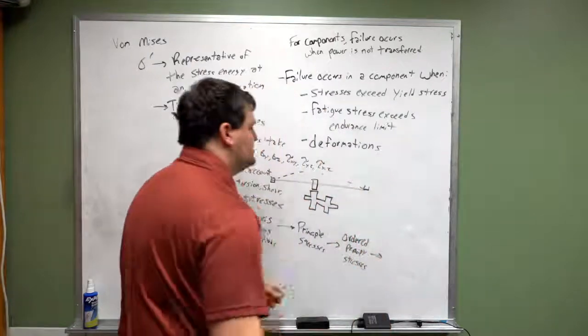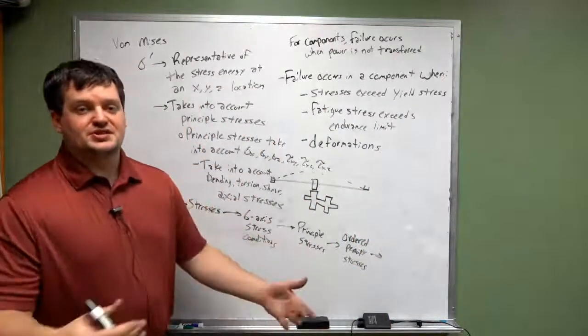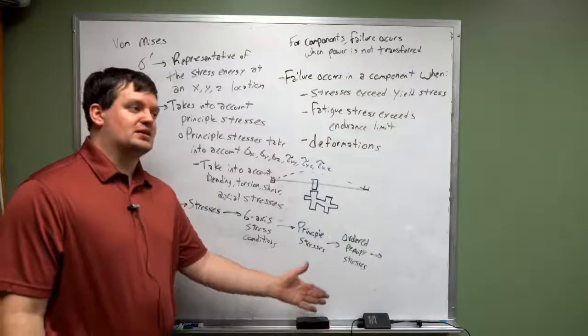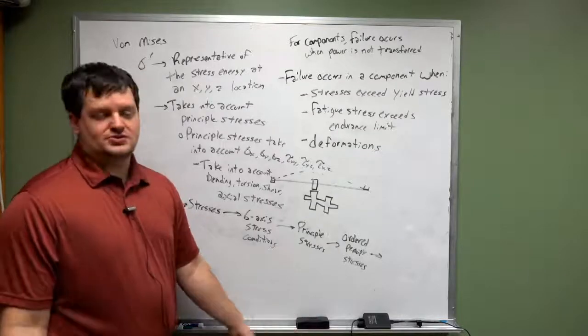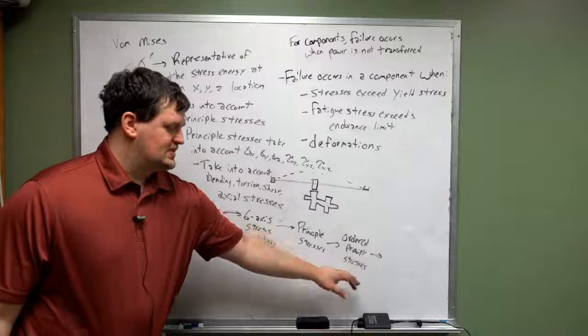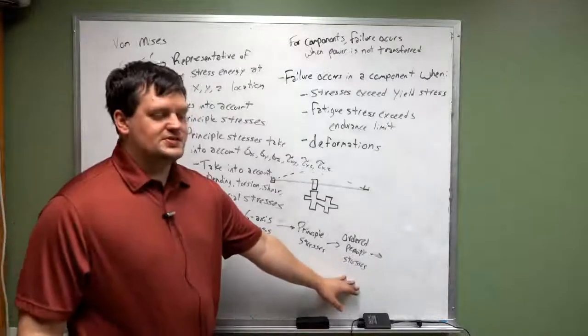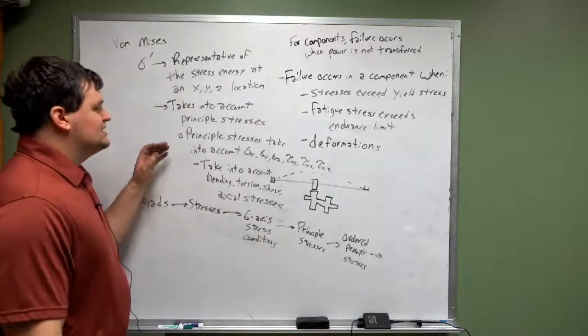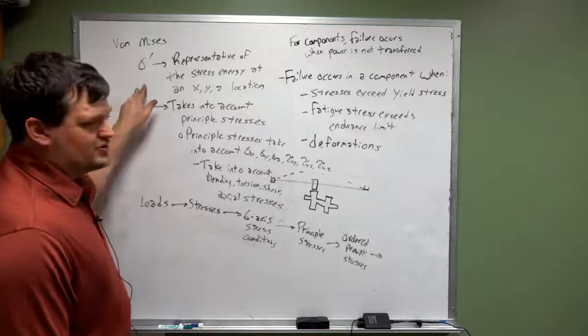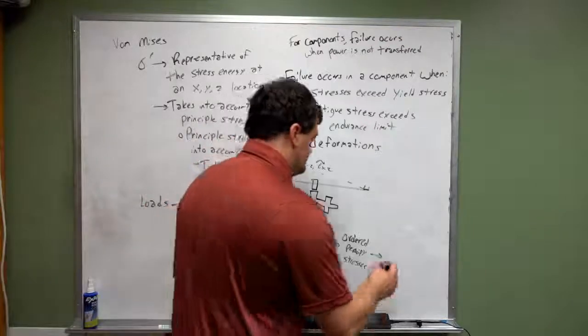Your sigma 1 should be your biggest principal stress. This is just a simple comparison. Which one's biggest? Which one's second biggest? Which one's third biggest? So that's this step. Once you have an ordered set of your principal stresses, this is where you figure out your von Mises stress.